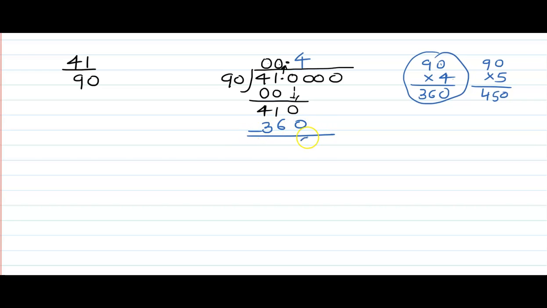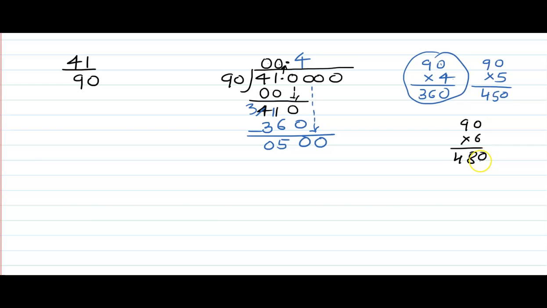Take away, 0, 11 take away 6 is 5, so we got 50. Now the next 0 is coming here, so it is 500. Now, how many 90s are going in 500? Let's see. 90 times 5 is 450. Let's see, 90 times 6 is 540.